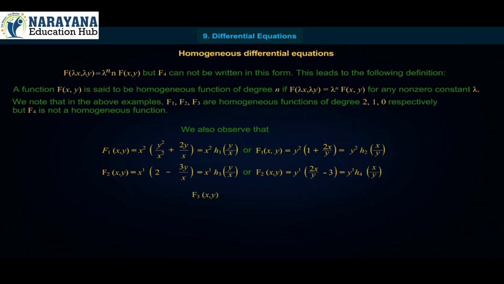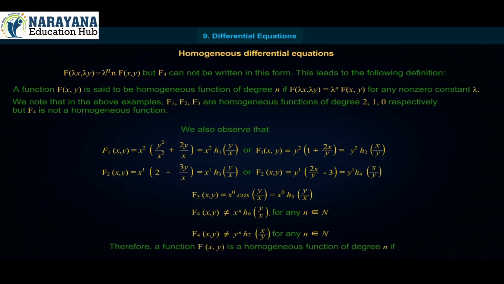f3(x,y) is equal to x⁰ cos(y/x) is equal to x⁰ h5(y/x). f4(x,y) is not equal to xⁿ h6(y/x) for any n belonging to N. f4(x,y) is not equal to yⁿ h7(x/y) for any n belonging to N.